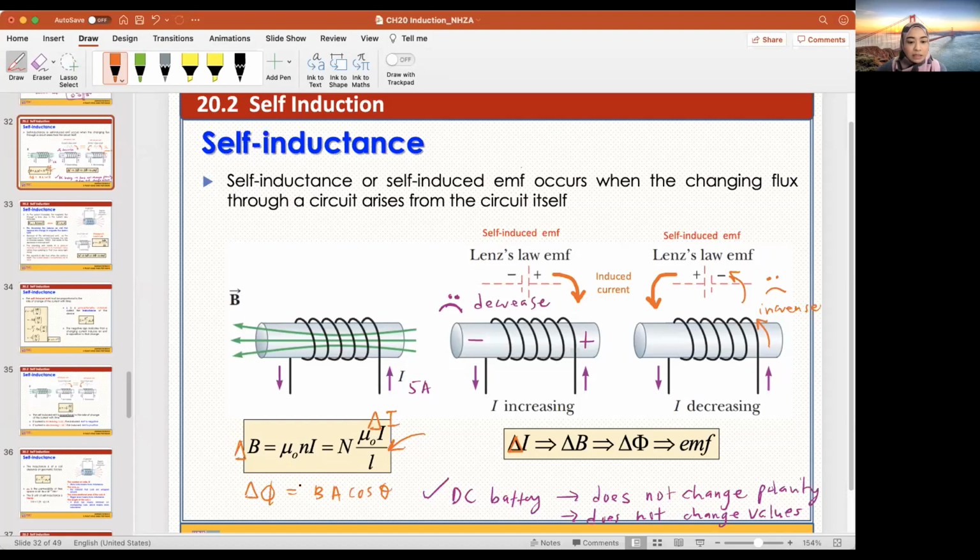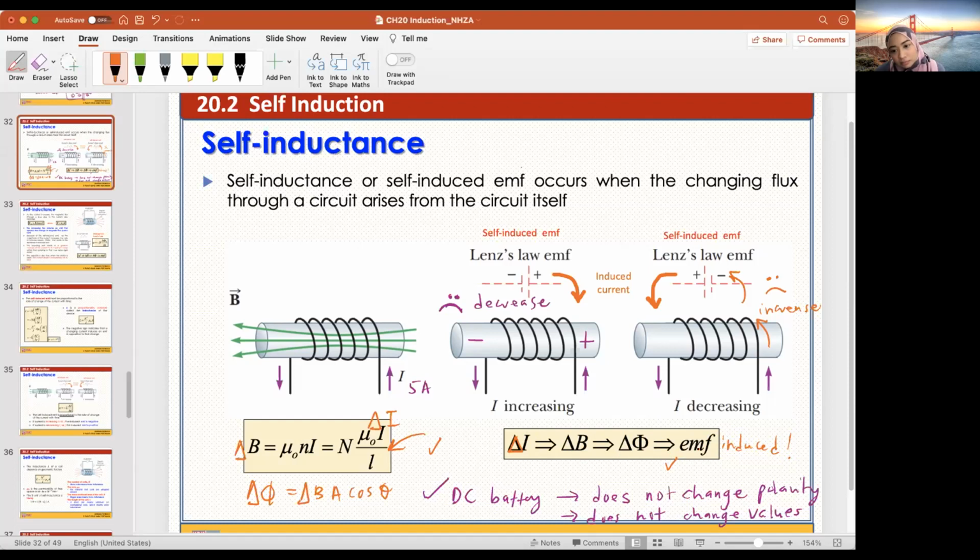So when my B has a delta, my magnetic flux will also have a delta. Okay, when I have a delta in the magnetic flux over time, then I will have induced EMF. So that is how it happens. So I increasing, I decreasing, both contribute to induced EMF. You already know about this equation. So you just have to relate it back. So delta I contributes to delta B, contributes to delta magnetic flux, contributes to induced EMF.